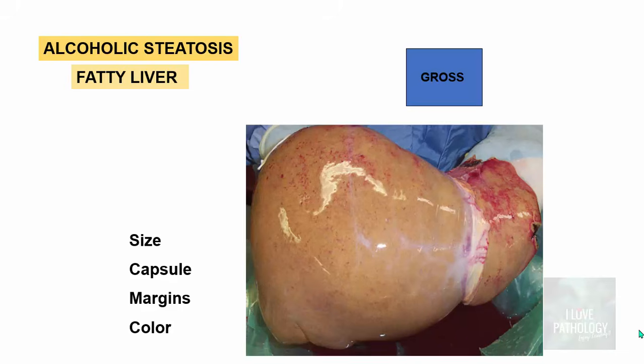First, the first part of the alcoholic liver disease spectrum is alcoholic steatosis, which is otherwise referred to as fatty liver. The gross appearance of fatty liver we will discuss under these headings: the size, the capsule, the margins and the color. The size is obviously very markedly enlarged. The capsule becomes tense. The margins, which normally are sharp, now become smooth and blunted. And coming to the color, it has a pale yellow appearance both on the external appearance as well as the cut surface.